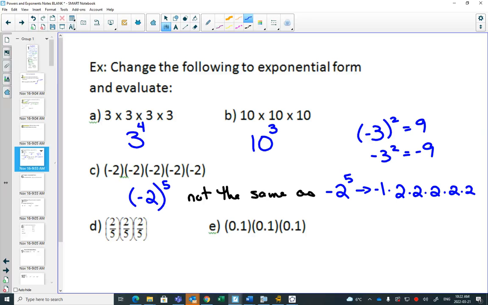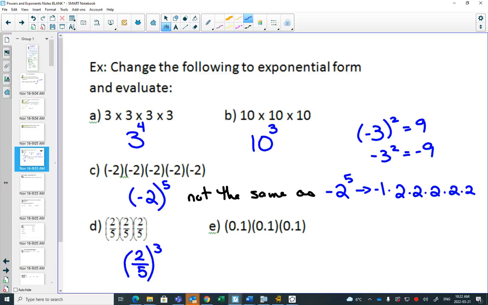2/5, 2/5, 2/5 is 2/5 cubed. So when we're talking, if the numbers are 2 or 3, we often say squared for the 2 and cubed for the 3. But after that we just say to the exponent of 4. Some people say to the power of 4. Some people don't like it when people say to the power of 4 because it's an exponent. I don't mind either one.